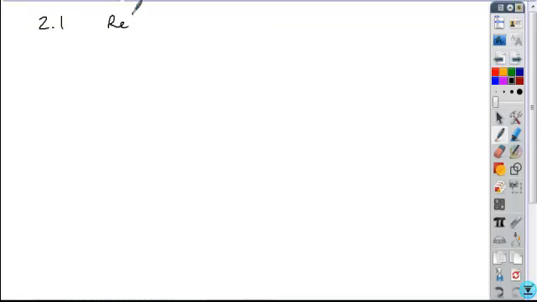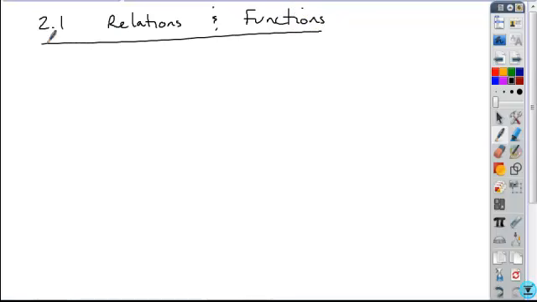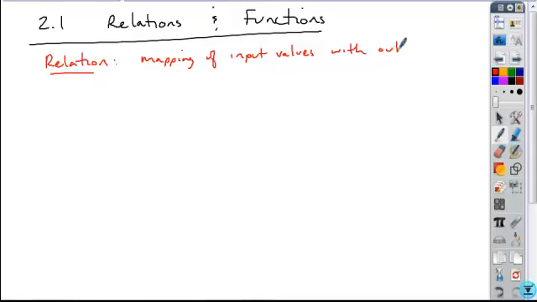All right, 2.1 is dealing with relations and functions. There are a couple of things to start with as far as terminology goes, to make sure that everybody is clear. First of all, the term relation. A relation is basically the mapping of input values with output values.